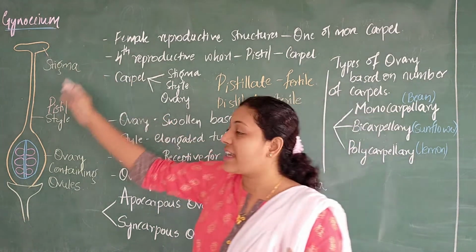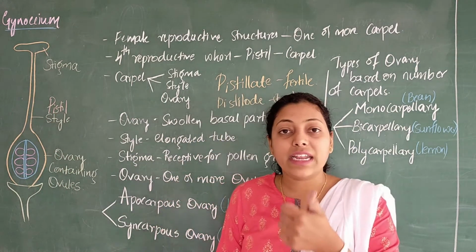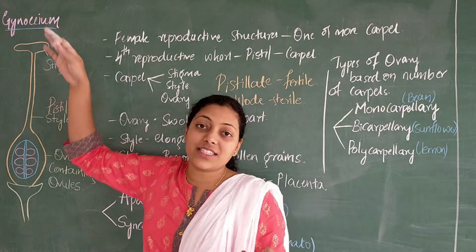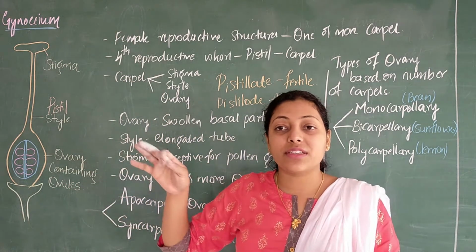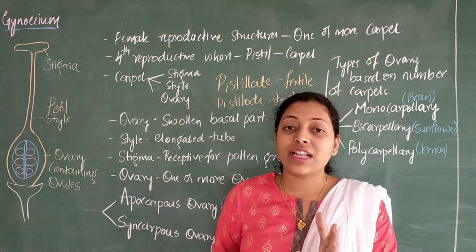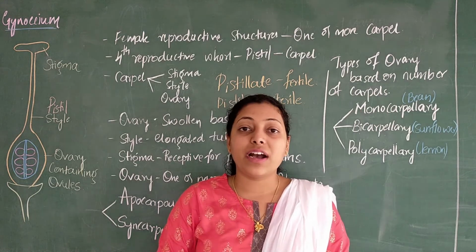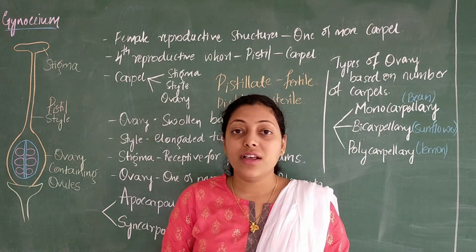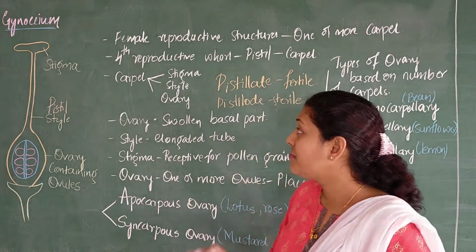You can take this diagram. In this diagram you can see one pistil I have drawn. It consists of ovary, style and stigma. So this is one pistil. It can be called a pistil or else it can be called a carpel. So basically a female flower may consist of one pistil or two pistils, or one or more pistils or carpels.